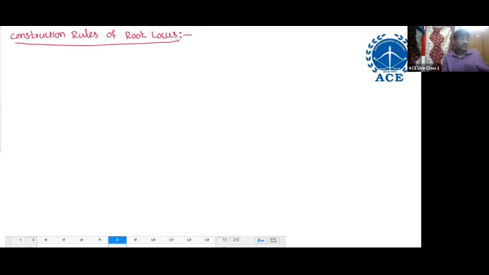Construction rules of root locus. In the root locus, any question that comes is 70% based on rules only. If you are perfect in the rules, total 8 rules, then 90% of the problems in the root locus you can solve. No doubt, more than 90% you can solve. So rules are very, very important.